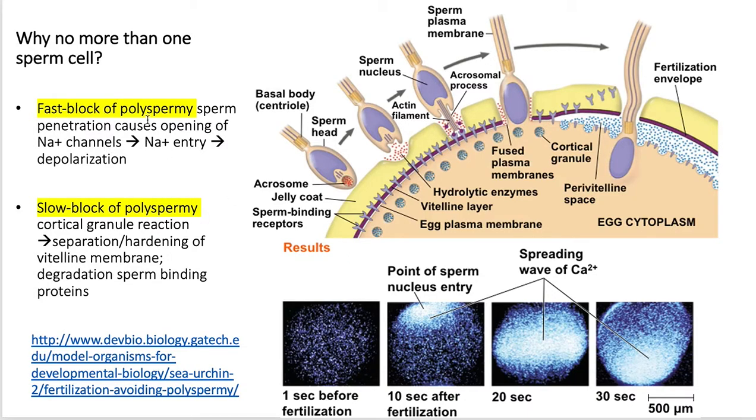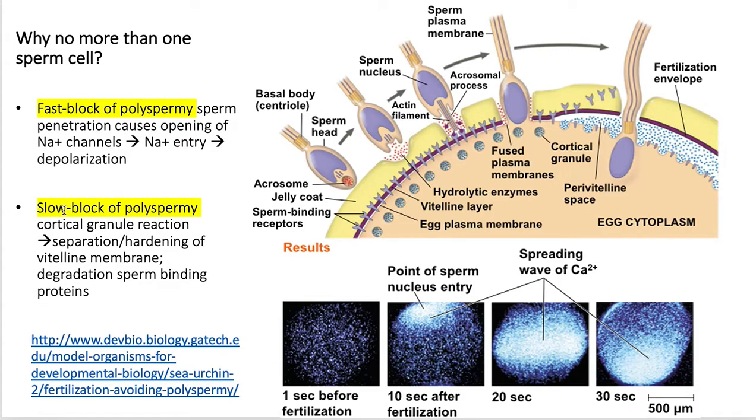There's something called the fast block of polyspermy, which has to do with a polarity change in the cell membrane. The possible mechanism here is that the sperm requires a certain charge on the egg membrane for the sperm to actually be attracted to the membrane. But the only thing I'm interested in having you know is that this fast block happens immediately after the first sperm cell binds to the egg.